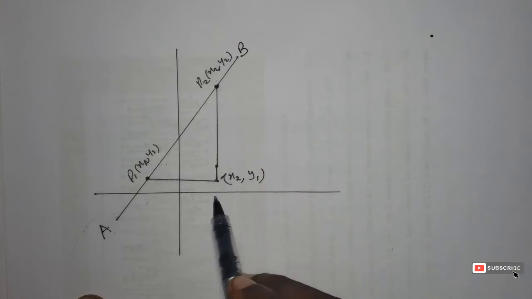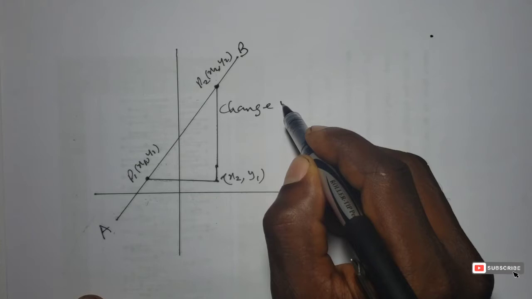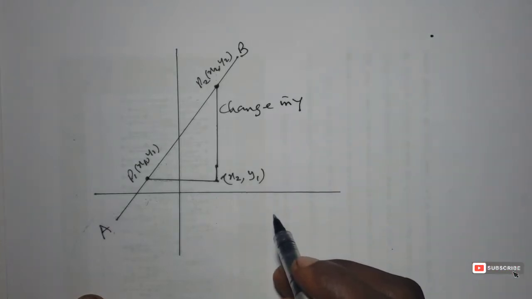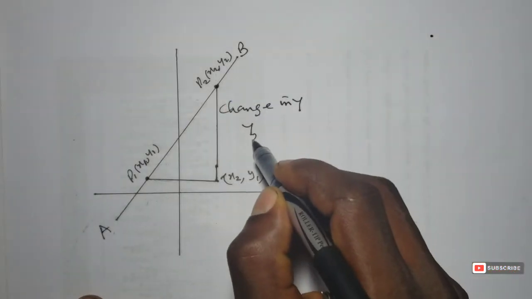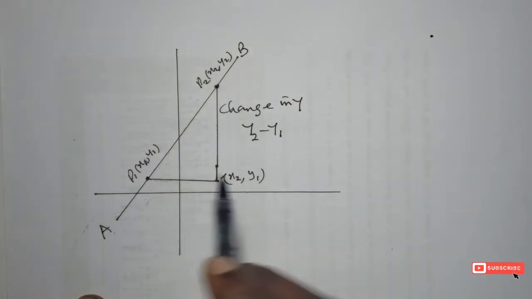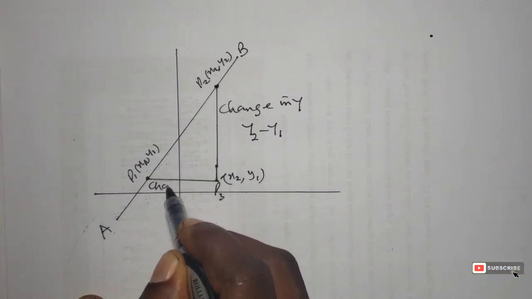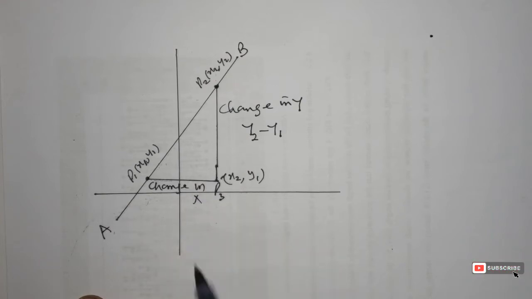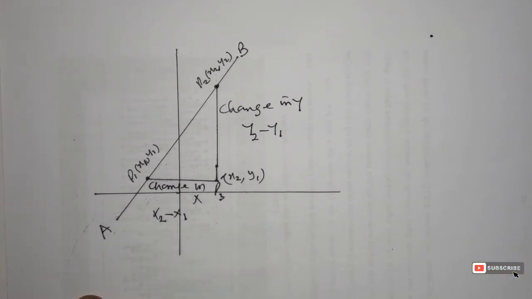The distance from this point to this point we call the change in y. And what is the change in y? It is y2 minus y1, because this is from y1 to y2. And from P1 to this other point, which I can call P3, we have the change in x. That change in x is x2 minus x1.